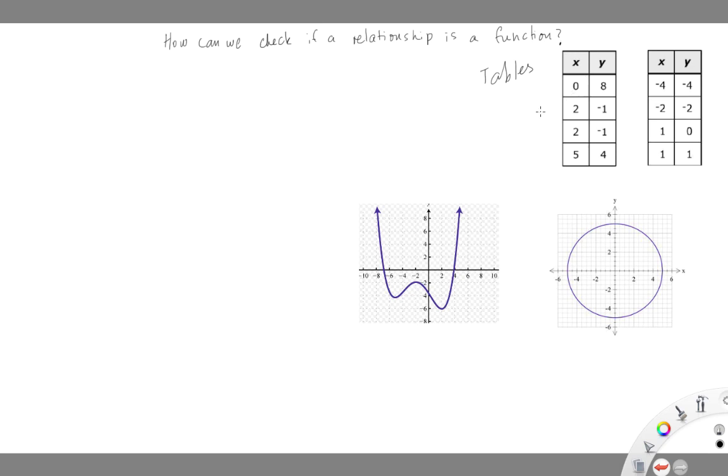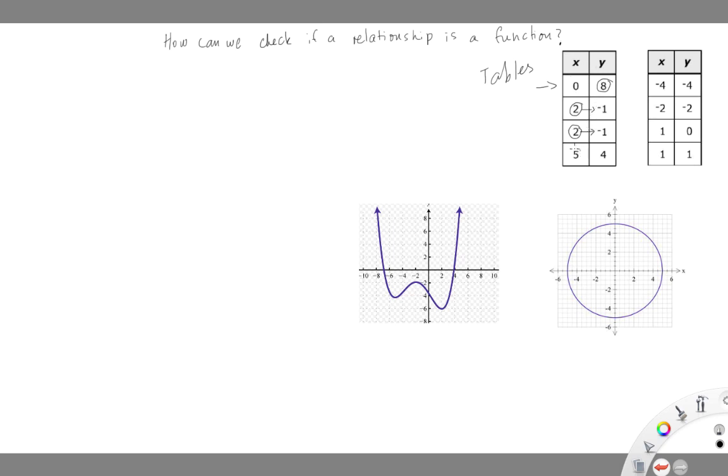If I have an input and it gives me only one output, so I have a 0 and 0 gives me 8. Do I have another 0 here? No. So 0 always gives me 8. That's good. Then this relationship still seems to be a function. Now I have another input, 2, and that input gives me negative 1 as an output. Does an input of 2 give me anything different from negative 1? No. Here, input of 2 again gives me an output of negative 1. So this is still a function.